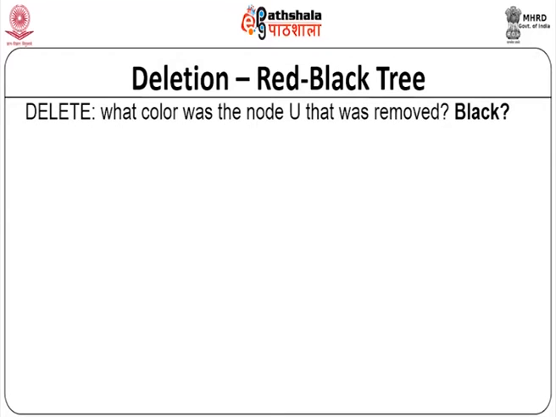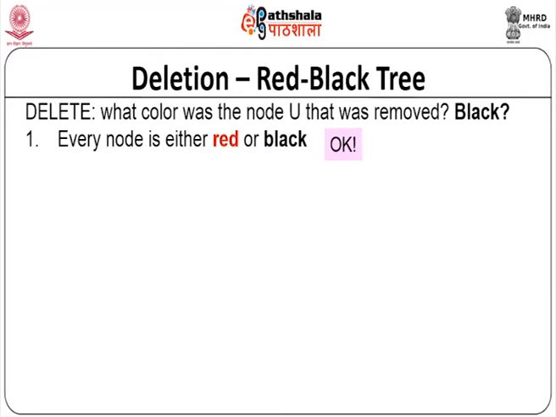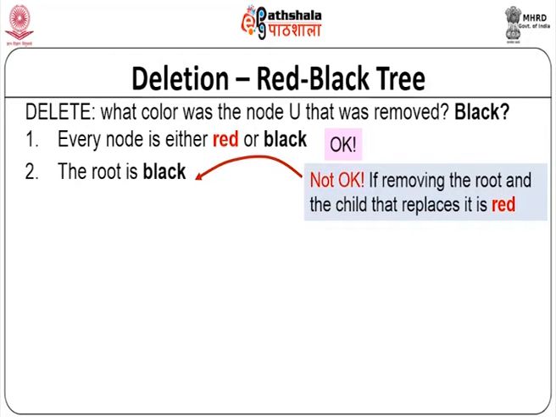So, let us look at this. What color was the node U that was removed? Was it black? Every node is either red or black, so the first property is not a problem. The root is black: if the root is removed, it is not okay, because the child that replaces it is red, and so you are violating that property.